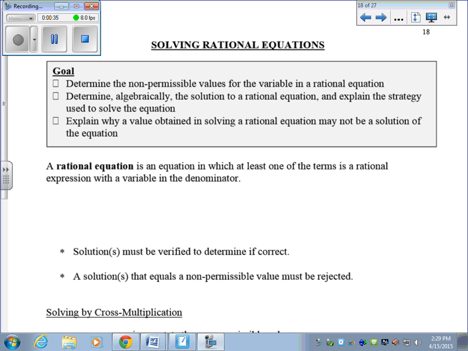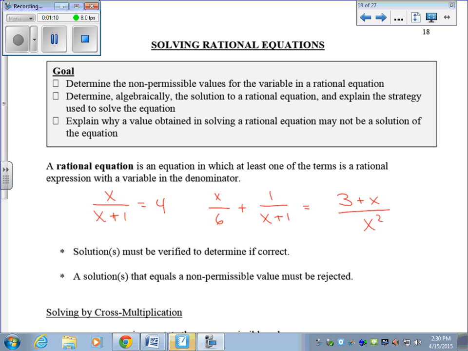So a rational equation is an equation where at least one of the terms is a rational expression, which means it's a variable with a denominator. So it might be something like x over x plus 1 equals 4. Or it could be more complicated. We could have x over 6 plus 1 over x plus 1 equals 3 plus x over x squared. Those are rational equations. It has to be an equation, so there has to be an equal sign, and there has to be a variable in the denominator of part of the fraction.